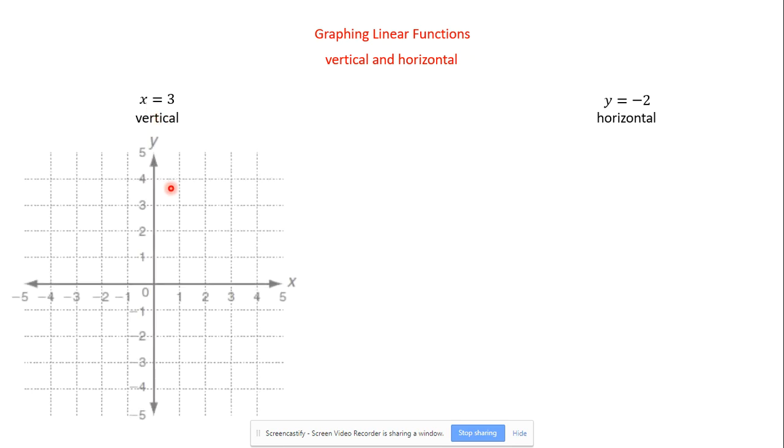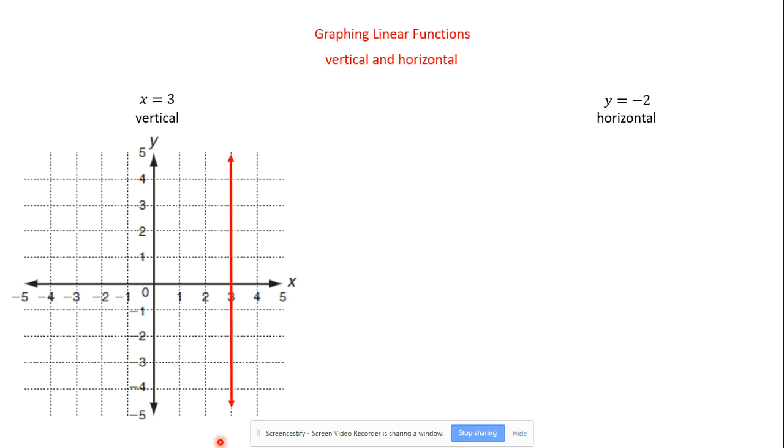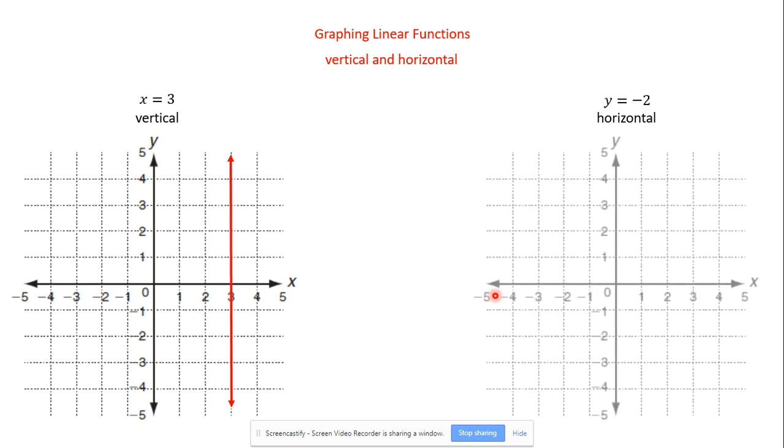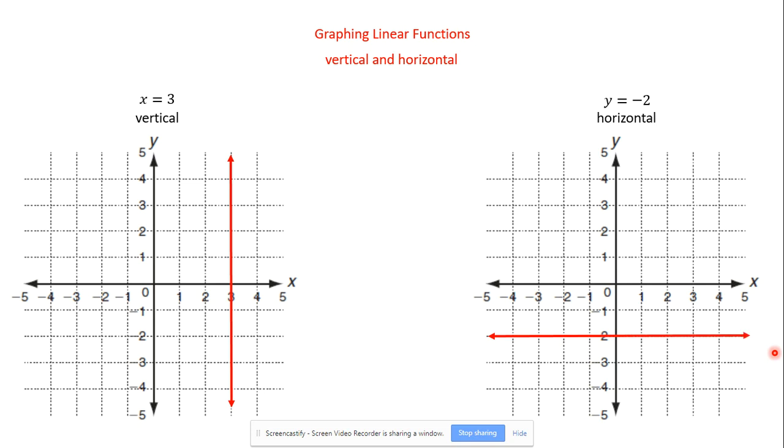So x equals 3. Start with the graph. Just go to an x equals 3 here, x equals 3 here, x equals 3 here. X just equals 3, and so we just draw a vertical line at x equals 3. And then horizontal, y equals negative 2 means, well, this is when y equals negative 2, and it doesn't matter what x equals, so our horizontal line goes at negative 2. And that's it. So lots and lots of graphing functions today using a variety of different methods.